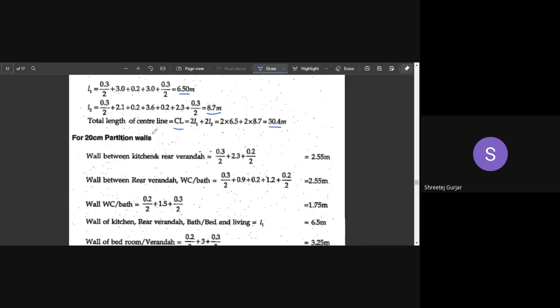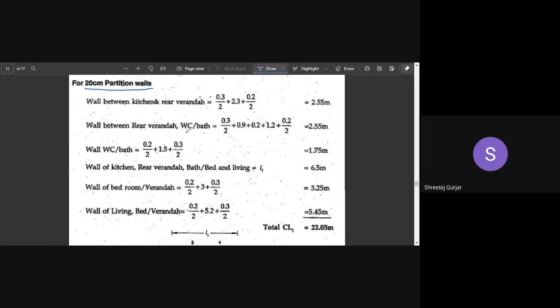Now we have to look into 20 centimeter partition walls. After 30 centimeter external wall calculation, now we have to look into 20 centimeter wall, that is your partition walls. So let us just look into it.